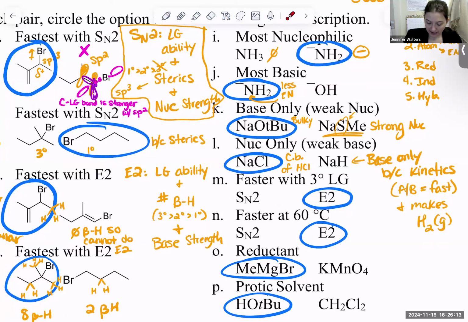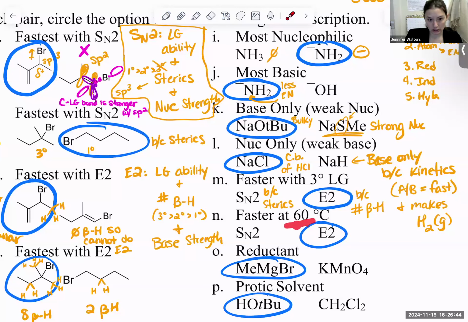E1 was going to be faster with my tertiary leaving group. That is E2, for the reason we already said, that number of beta hydrogens. That's what made E2 faster with the tertiary. SN2 cannot happen with a tertiary because of sterics. So SN2 is definitely the wrong answer because of sterics. So this is slower because of sterics. This is faster because of more beta hydrogens.